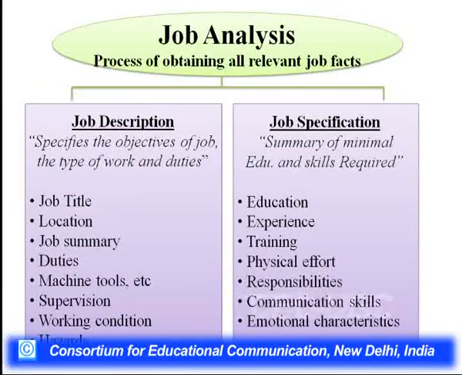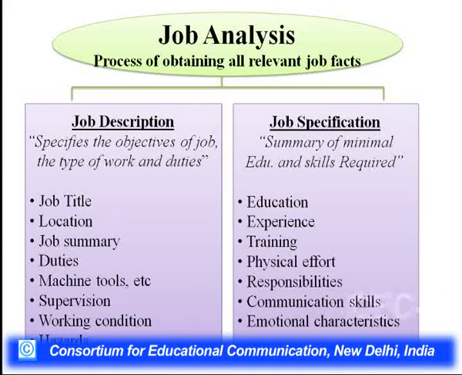Then we have the job analysis process. In this particular case, all relevant job facts are collected together and then separated in terms of the job description and the job specification. As earlier told, the job description specifies the objectives of a job, the type of work and duties, which may include the job title, job summary, the location where the employee needs to be deputed, the duties required, the supervision qualities, machine tools, areas required, the working conditions and the hazards of the particular job.